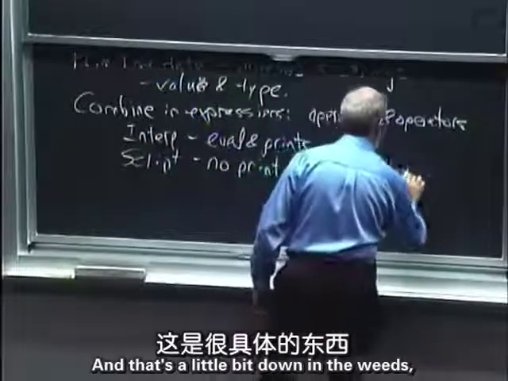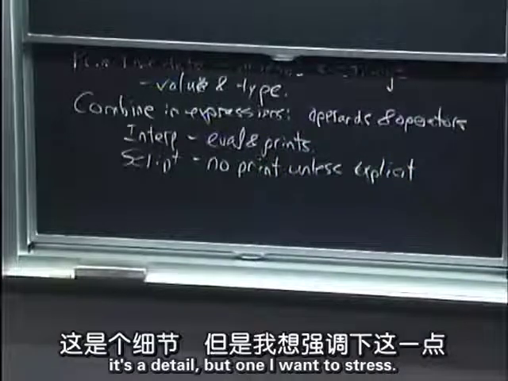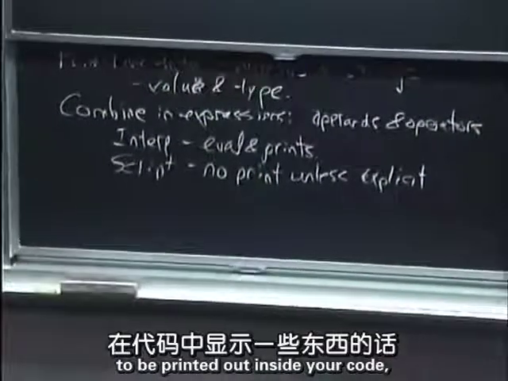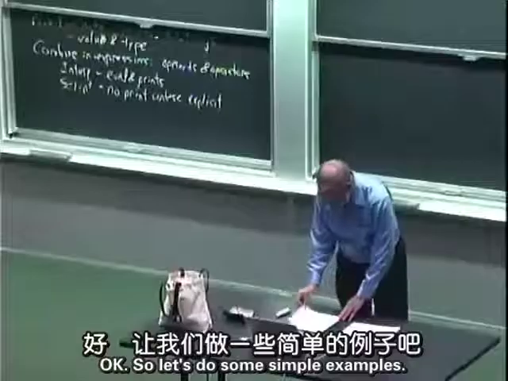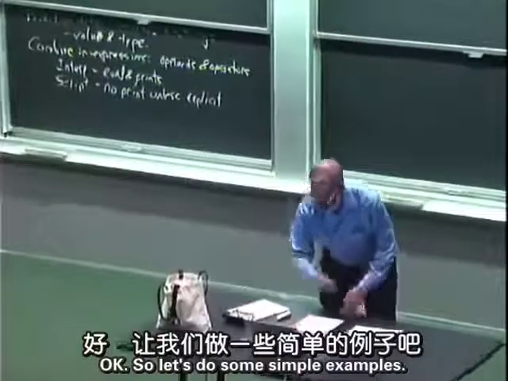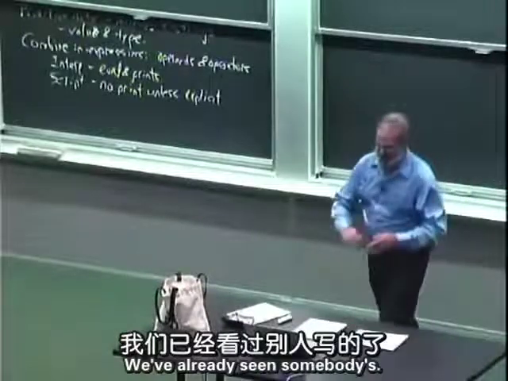And that's a little bit down in the weeds. It's a detail, but one I want to stress. If you want something to be printed out inside of your code, you need to tell the machine to do that. Okay. So let's do some simple examples. We've already seen some of these. I just want to remind you.